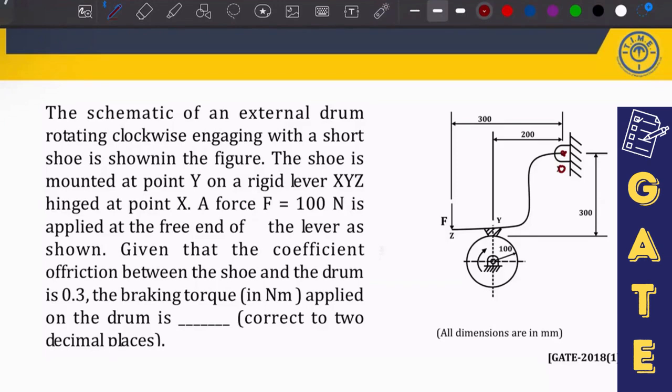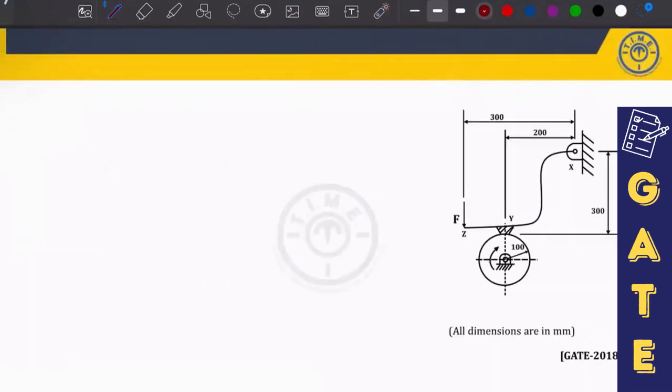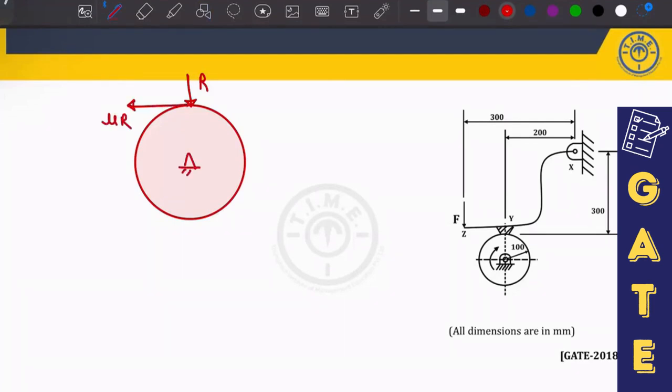Okay, so if this drum is rotating clockwise, let me take a new slide. So I have mentioned here. You can see here, if the drum is rotating clockwise, and I want to draw the free body diagram of this drum, this is the normal reaction R, friction force is mu into R, fine.